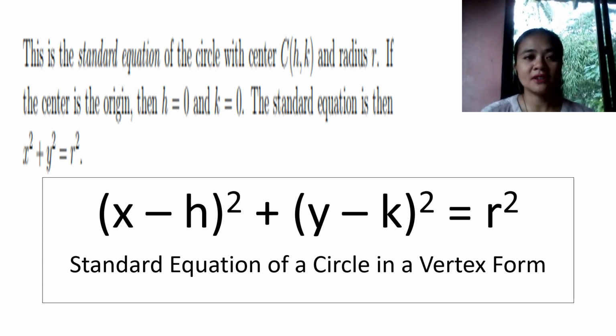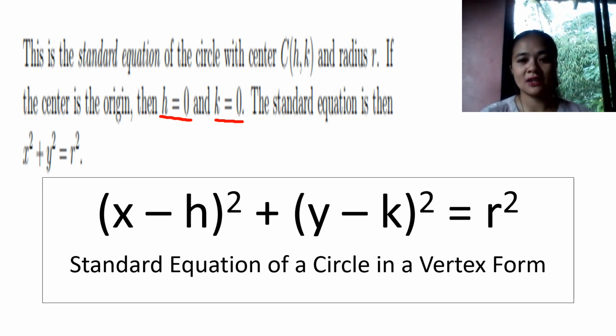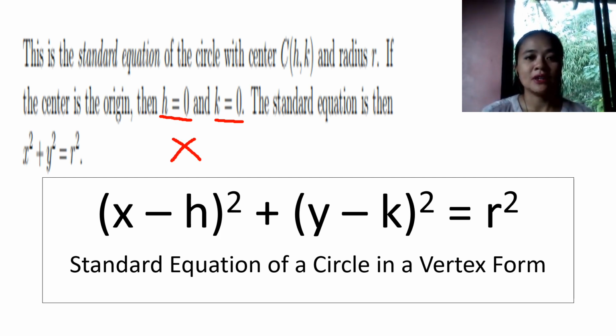If the center is the origin, then h is equal to 0 and k is equal to 0. The standard equation is written in the form x squared plus y squared equals r squared. We also have the standard equation of a circle in vertex form: the quantity x minus h squared plus the quantity y minus k squared equals r squared. So, if the point is located at the center, the standard equation of a circle is x squared plus y squared equals r squared.